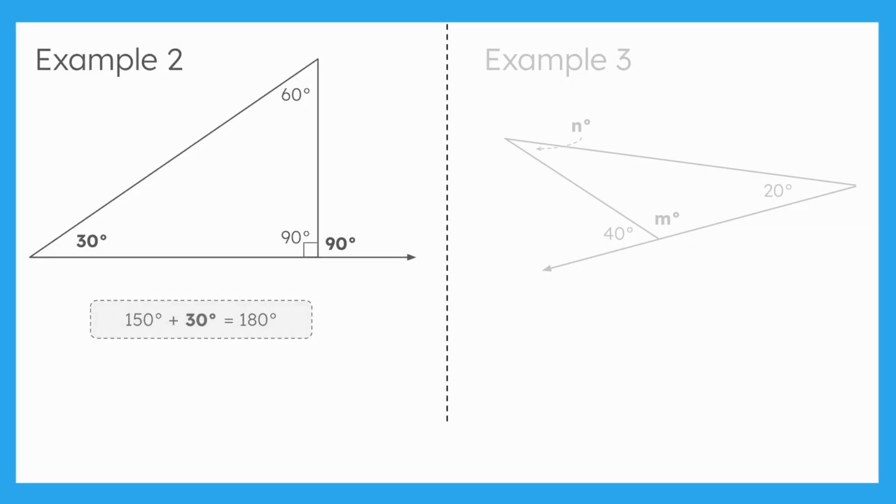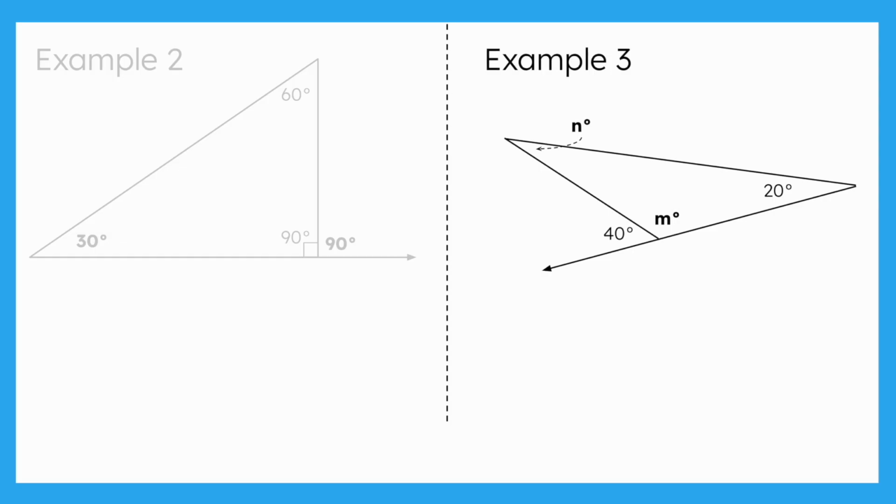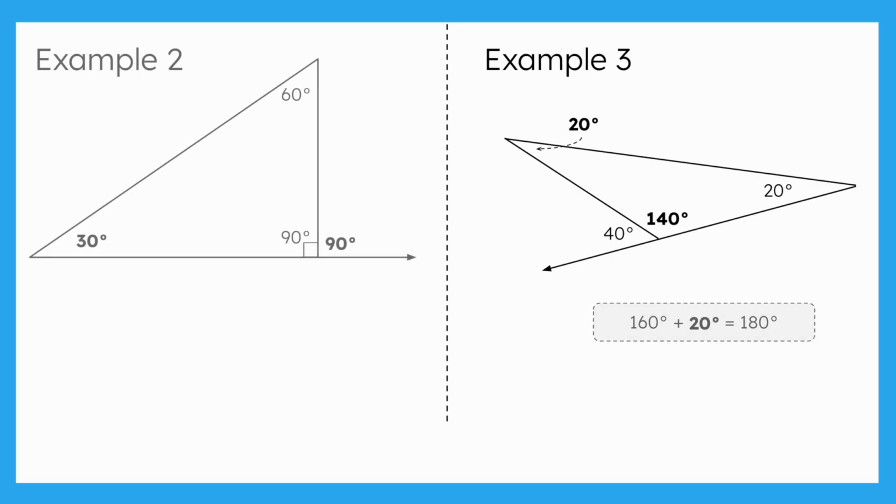And in example 3, since the exterior angle is 40 degrees, the adjacent interior angle is 140 degrees. Then we can find the remaining interior angle, which is 20 degrees. Wow! With just 2 pieces of information about angles of triangles, we were able to find these missing angles. Let's review what we know so far.